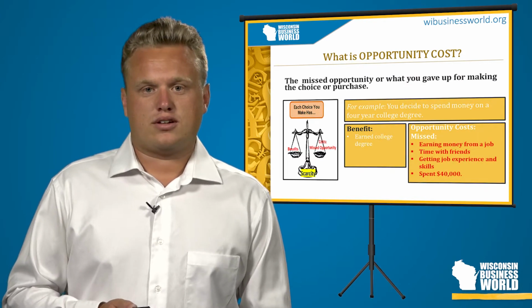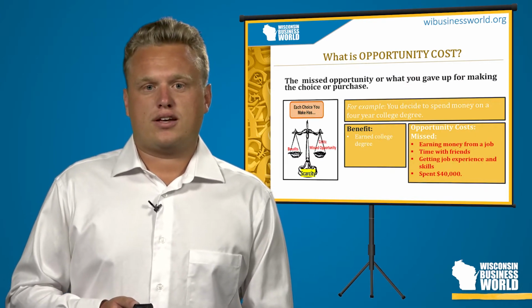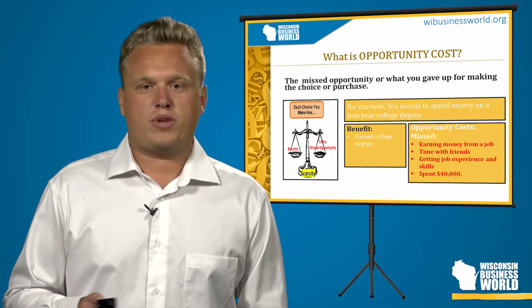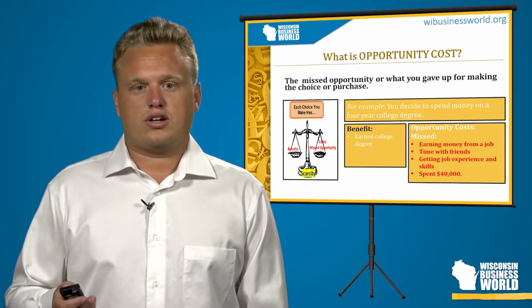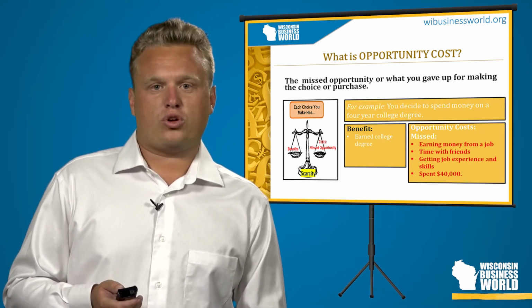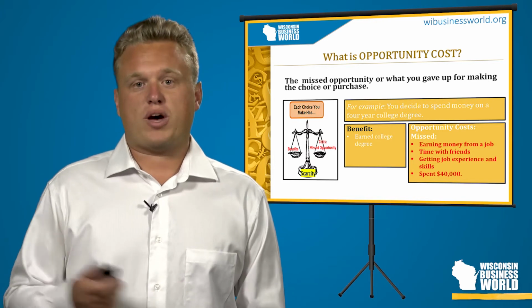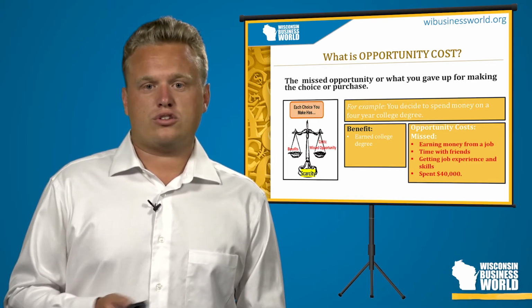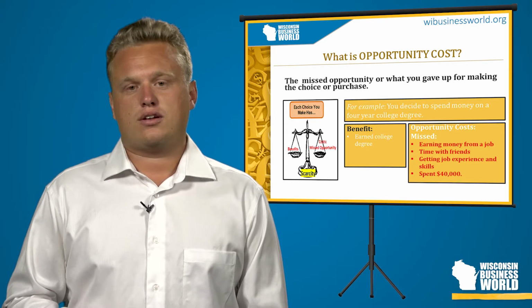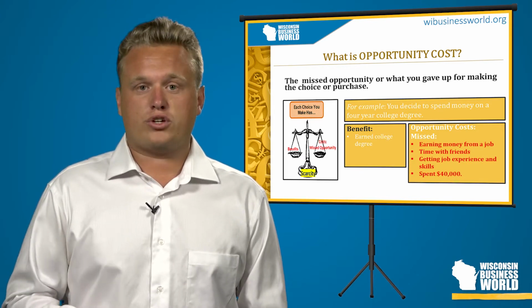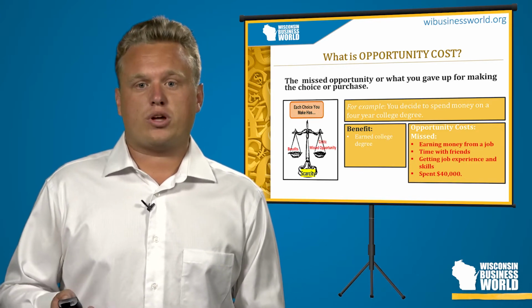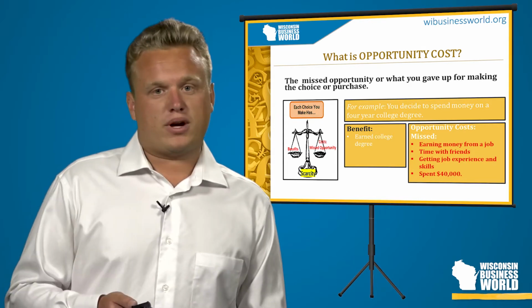Opportunity cost. So the opportunity cost is what you gave up for making a choice or purchase. So let's take, for example, going to a four-year college. The benefit, when you get done with your 4 years, you earned a 4-year college degree. The opportunity cost of what you missed, however, is earning money from a job, maybe spending time with friends.